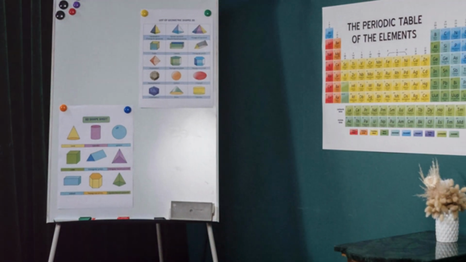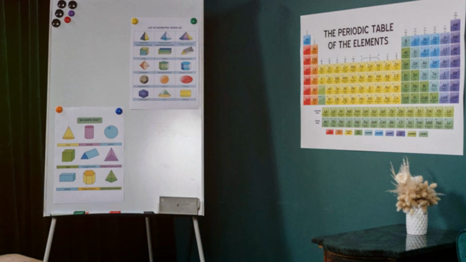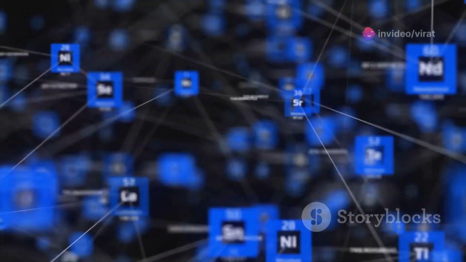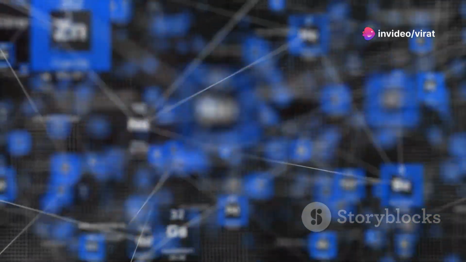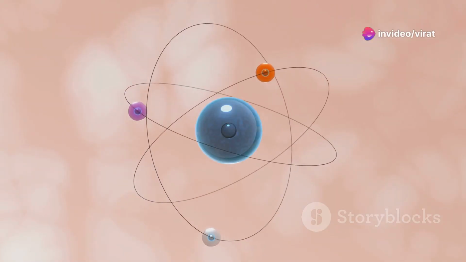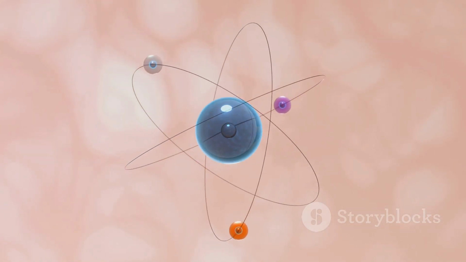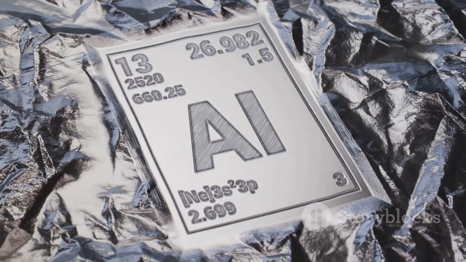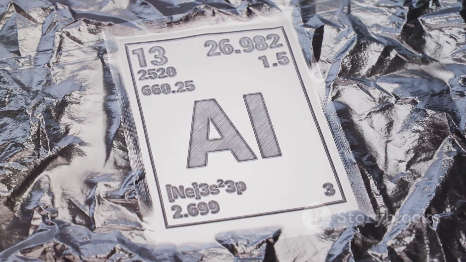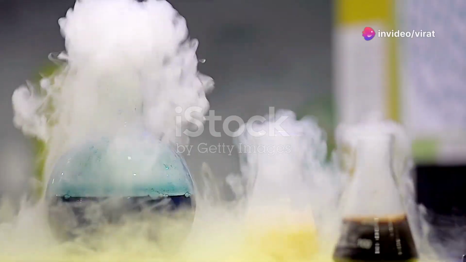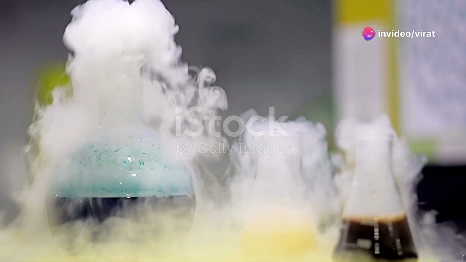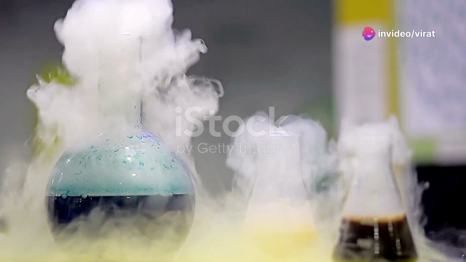Groups, on the other hand, represent families of elements with similar chemical properties. Elements in the same group have the same number of valence electrons. Valence electrons are the electrons in the outermost shell, and they determine how an element reacts with others. For instance, group 1, the alkali metals, all have one valence electron. This makes them highly reactive as they readily lose that electron to form positive ions.